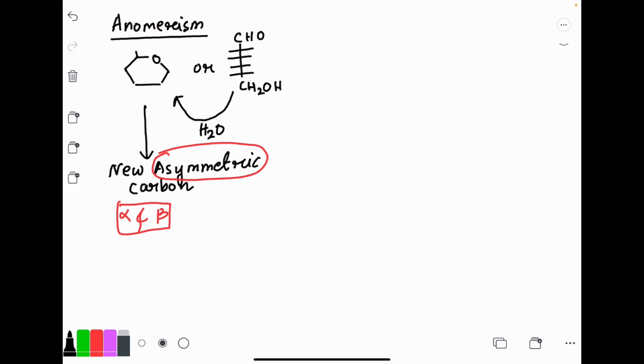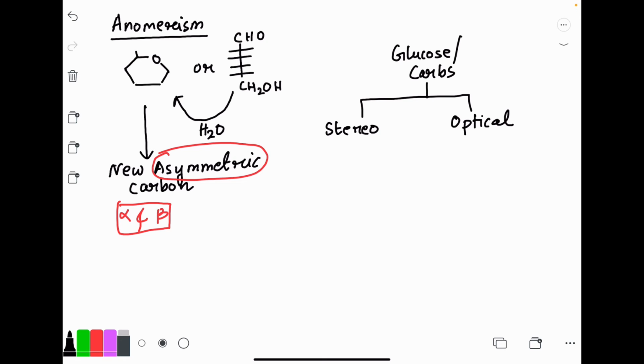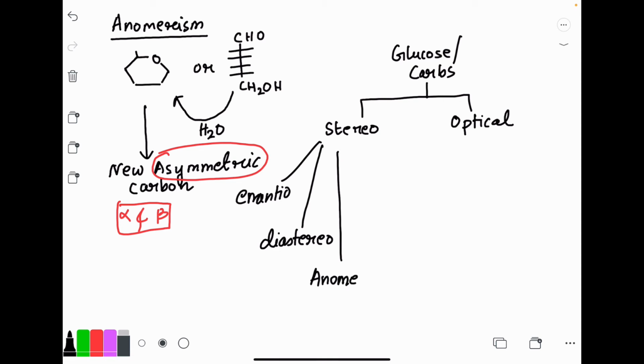So the part about isomerism is done. A quick review: for glucose and carbs, there are two kinds of isomerism, stereo and optical. Stereoisomerism includes enantiomers, diastereomers, anomers, and D and L isomers.